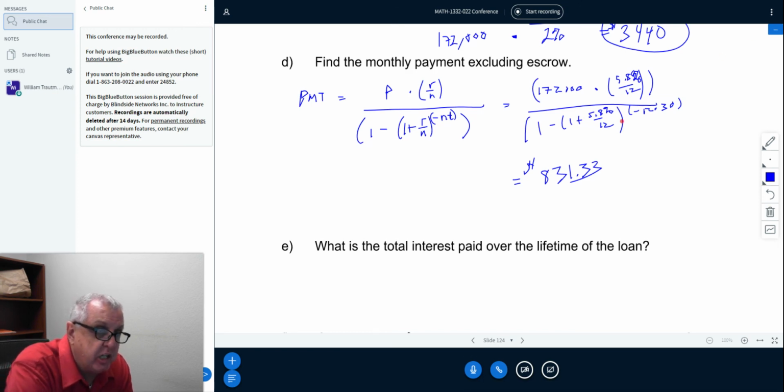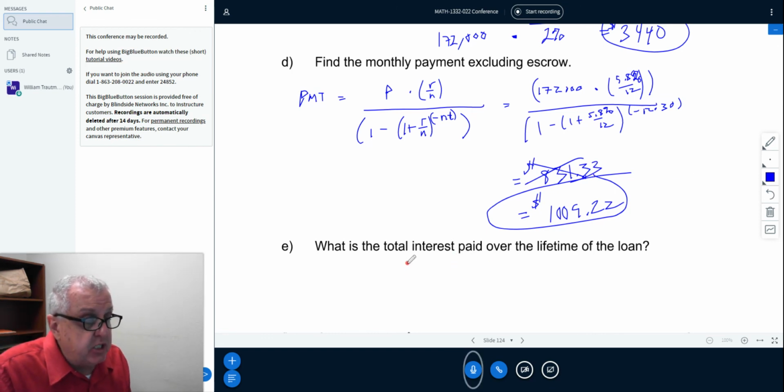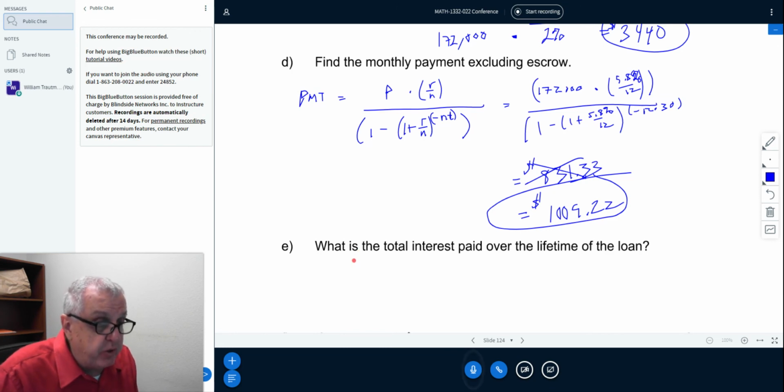Okay, so I did it again. I must have typed something in wrong because I got $1,009.22. So this looks correct. I did this twice and this is what I got. So I'm going to make a $1,009.22 payment over 30 years. So I'm going to pay $1,009.22 12 times a year for 30 years.